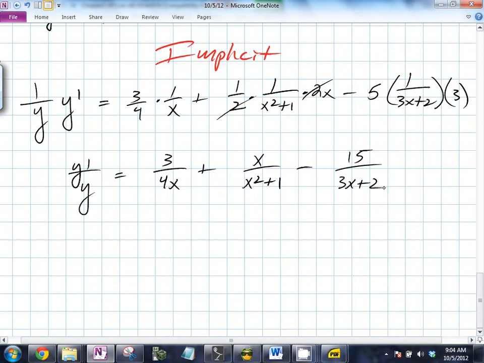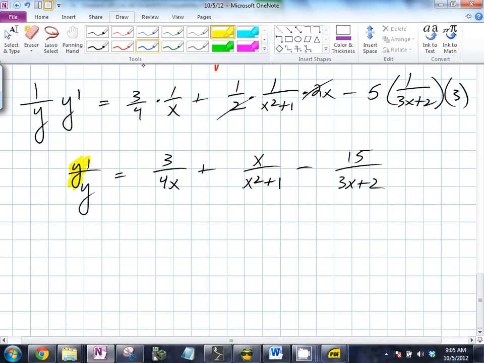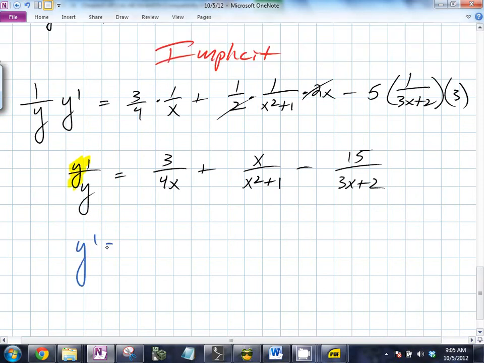So y prime is equal to y times 3 over 4x plus x over x squared plus 1 minus... Like having y in our derivative? No, what does y equal? But we know this is true, right? We know y is equal to that, right? So what does y prime now equal?